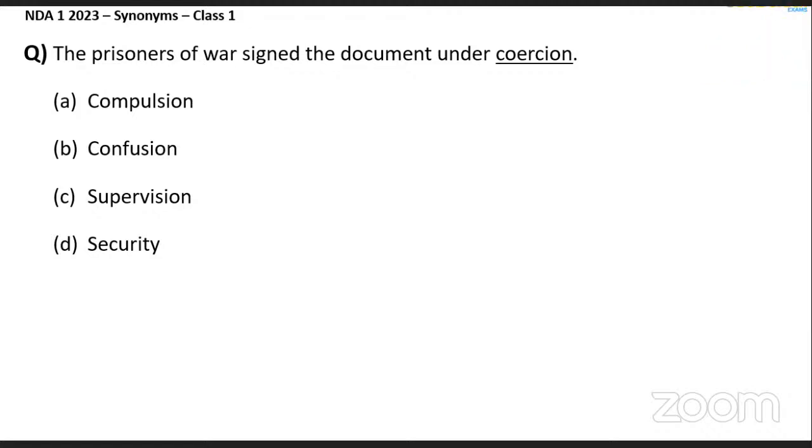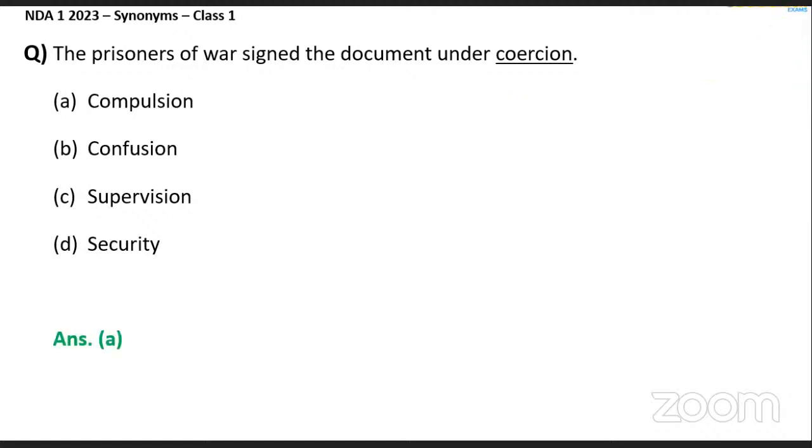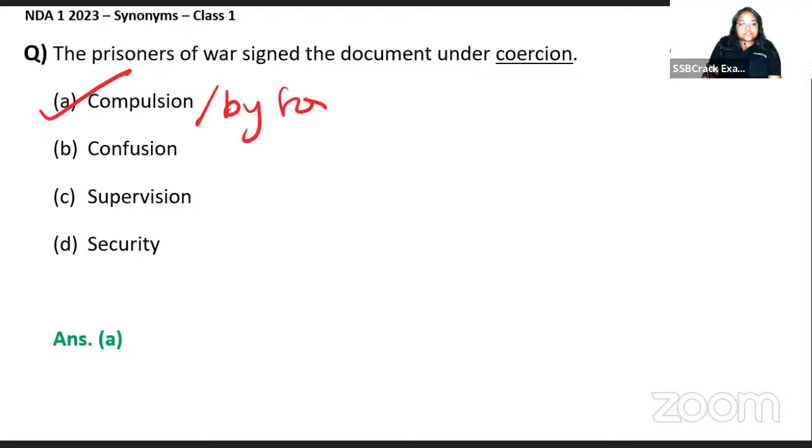Option C. Supervision. The prisoners of war signed the document under coercion. To coerce: if you coerce somebody, you are forcing that person to do something that he or she doesn't want to do. So coercion actually means compulsion, or something by force.